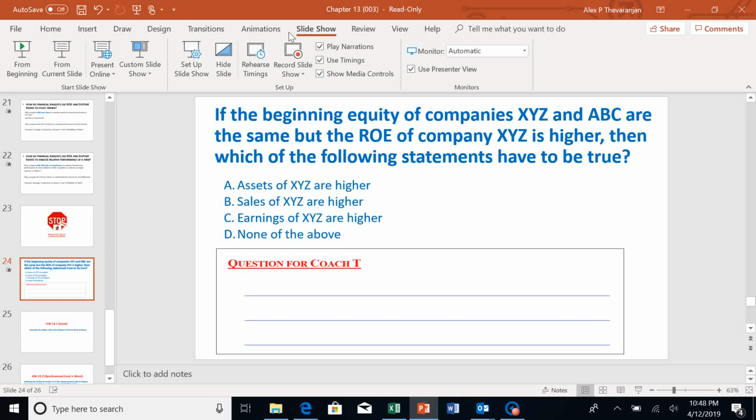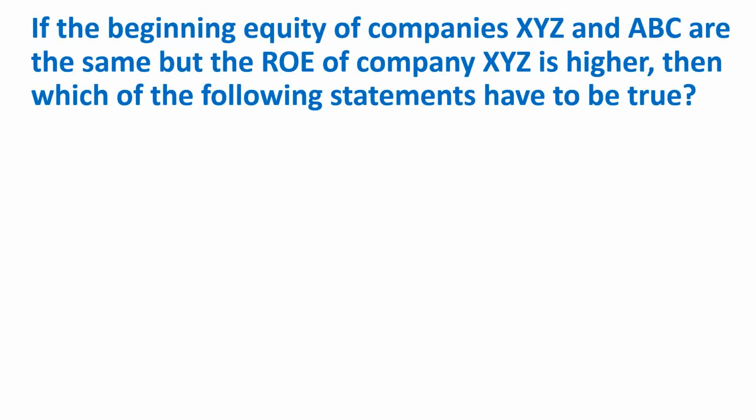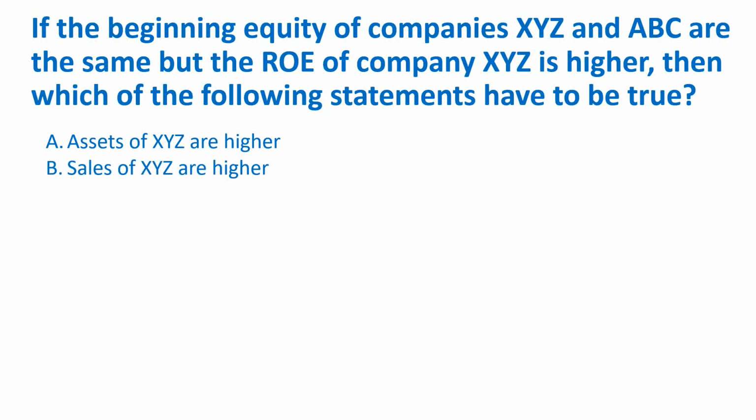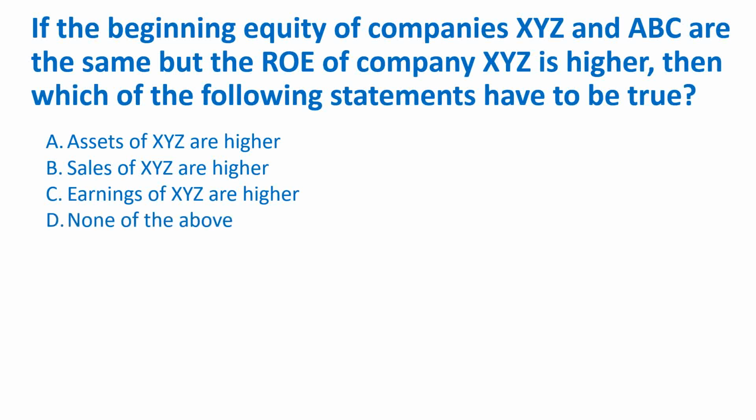If the beginning equity of companies XYZ and ABC are the same, so it's the same amount of equity, but the ROE of company XYZ is higher, then which of the following statements has to be true? So remember, ROE is annualized earnings divided by beginning equity. So if the beginning equity is the same, and if ROE of XYZ is higher, well, which of these has to be true? Assets of XYZ are higher. Sales of XYZ are higher. Earnings of XYZ are higher. None of the above.